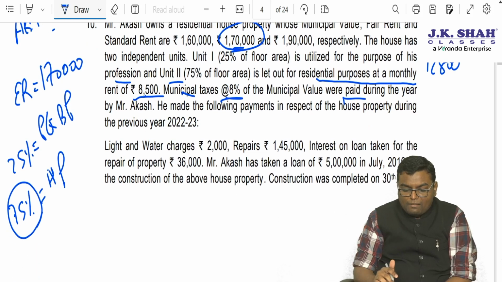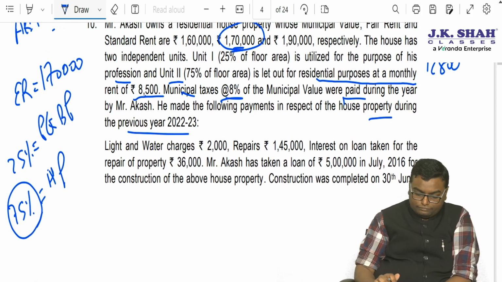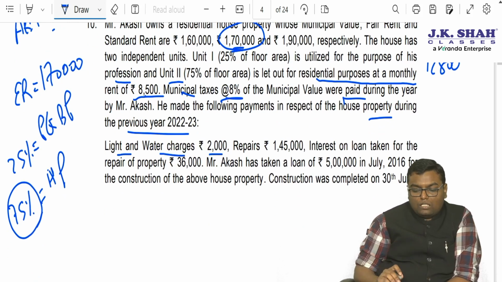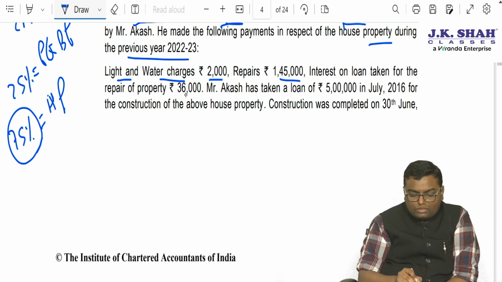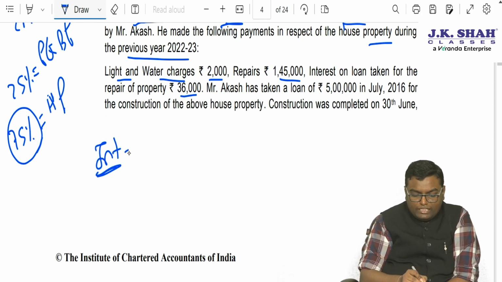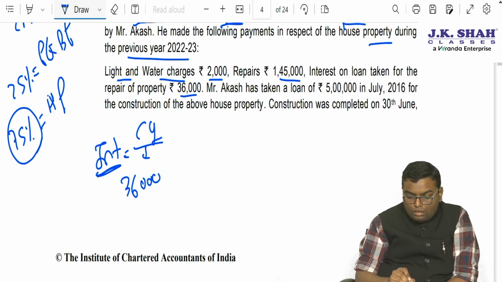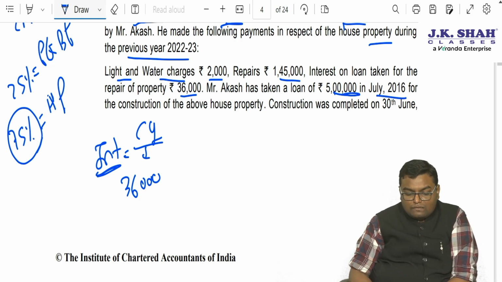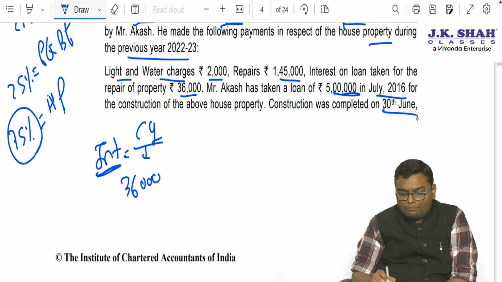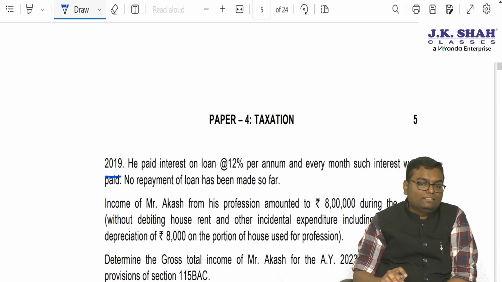He has made the following payments for the house property during the year as under: light and water charges 2,000. Okay. Repair expense 1,45,000. Interest on the loan taken for repairs of the property 36,000. So I am covering the current year interest first of all, 36,000. Mr. Akash has taken a loan of 5 lakh in July 2016 for the construction of the above house property. 5 lakh rupees of loan has been taken for construction. Construction is completed on 30th June 2019.